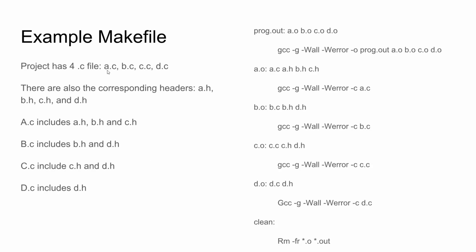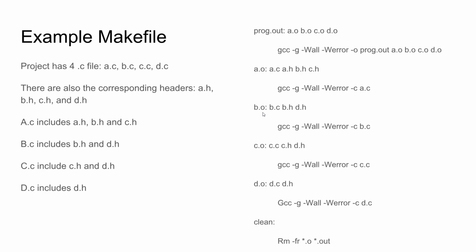So here's an example: A.c, B.c, C.c, D.c. Their corresponding headers are A.h, B.h, C.h, and D.h. A.c includes these, B.c includes these. You can see here our program depends on all the .o files, and then we compile together all the .o files. Then we have a list of rules for each .o file, for how it gets created. So A.o depends on its .c file and all the .h files it includes: A.h, B.h, C.h. B.o depends on B.c, B.h, and D.h, because B.c includes B.h and D.h, and so on for the rest.